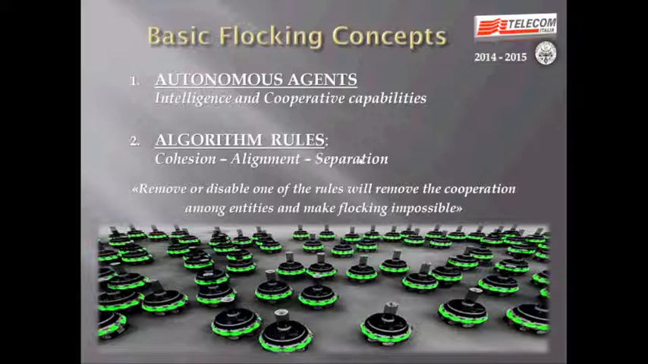They can be virtual or physical robots. So they have to follow three important algorithmic rules. That is cohesion, that is maintaining a pattern formation during their task. The alignment during their work, because they have to follow a common direction and a common path, and the minimum separation in order to avoid collisions and harm among the agents. Disabling one of these rules will remove the cooperation among entities and make flocking impossible. It is the most important rule in flocking.